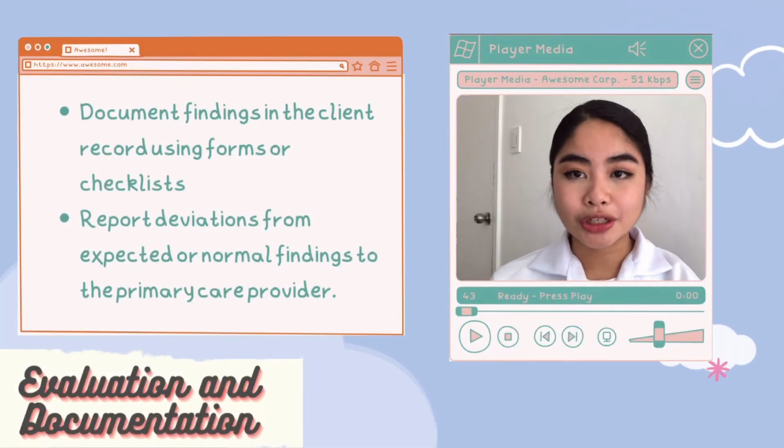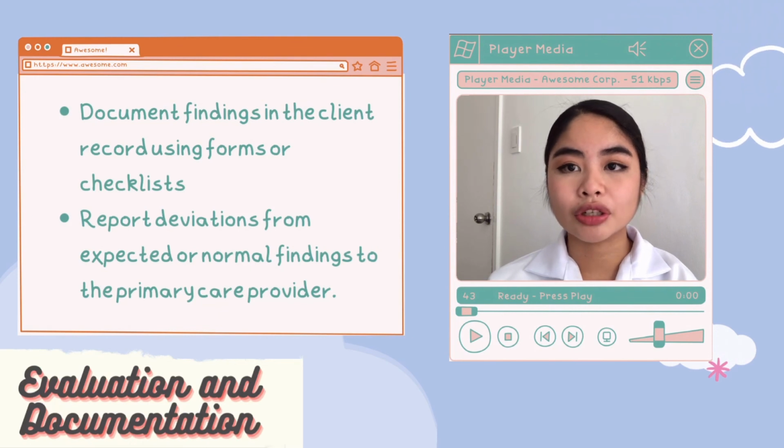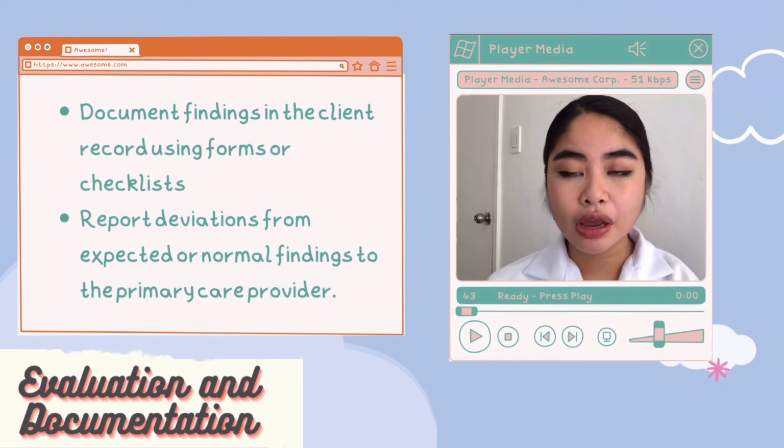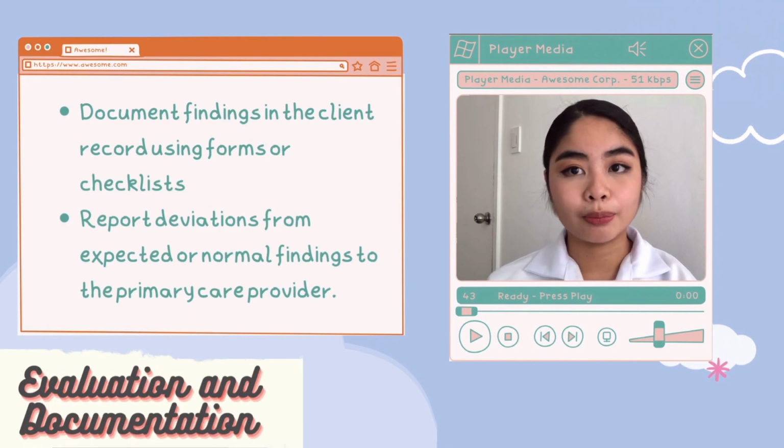For the documentation, you're going to have to document your findings in the client's record in the forms or checklists that can also be supplemented with narrative notes when appropriate. You're also going to have to report any deviations from the normal or expected outcomes to the primary healthcare provider.